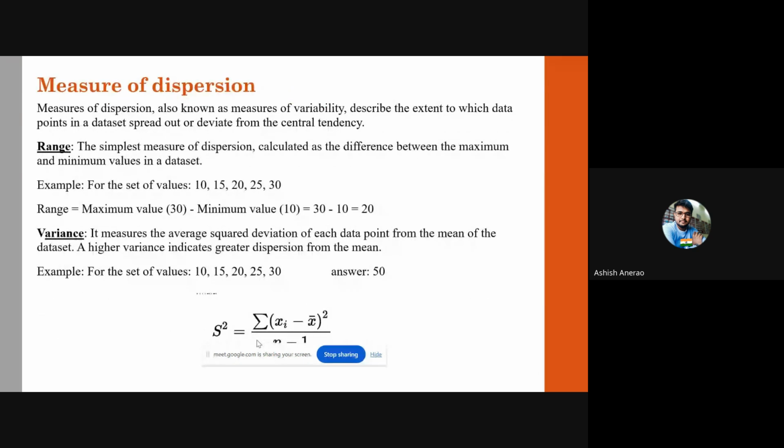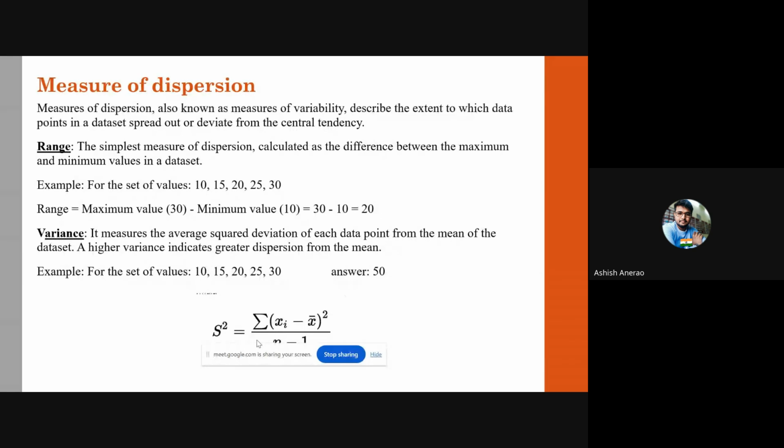Now next is a measure of central tendency. It measures the center value of our data. Now another concept is a measure of dispersion, okay. So measure of central tendency measures the center value, but measure of dispersion measures the spread from our mean or from our central tendency.